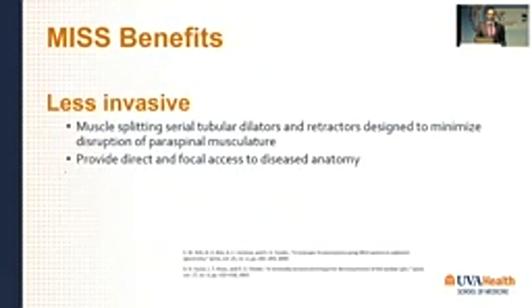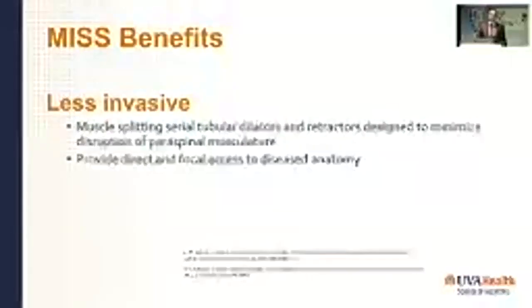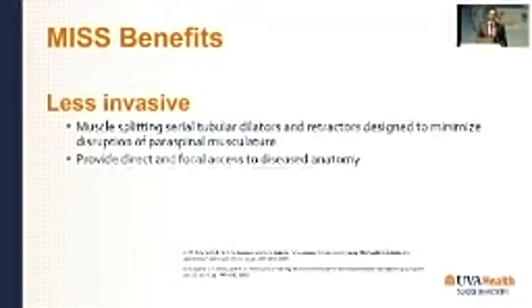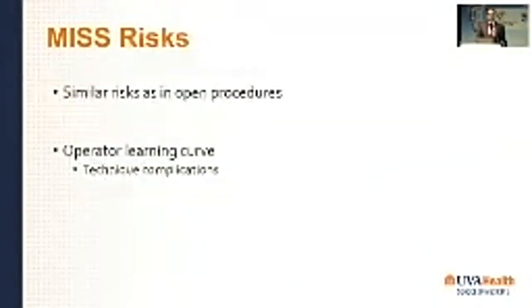For the less invasive techniques, there have been many reports in the literature about using muscle splitting and tubular dilators to minimize disruption of paraspinal musculature, and that can achieve very good postoperative results that lead to less blood loss and shorter hospital stay. These retractors can also provide direct and focal access to the diseased anatomy as well.